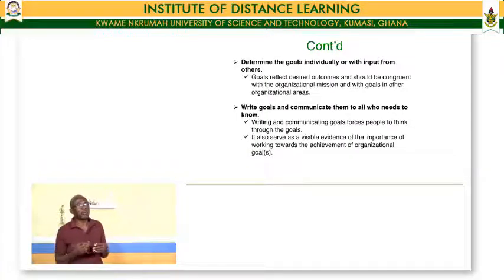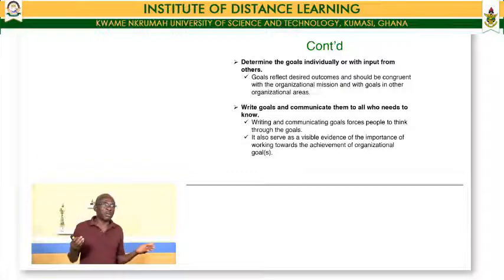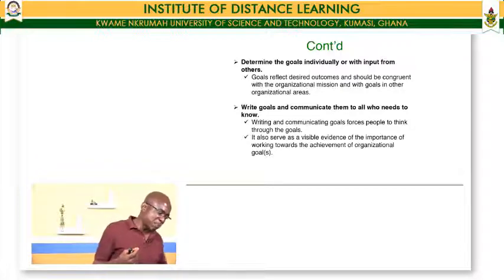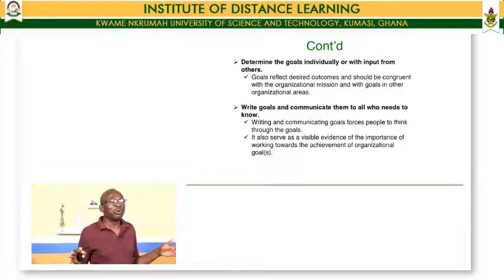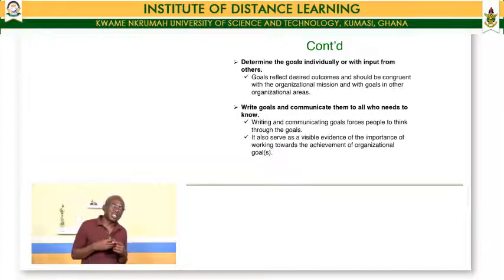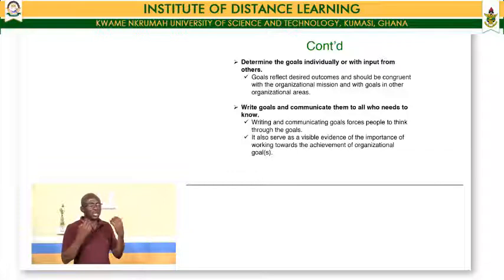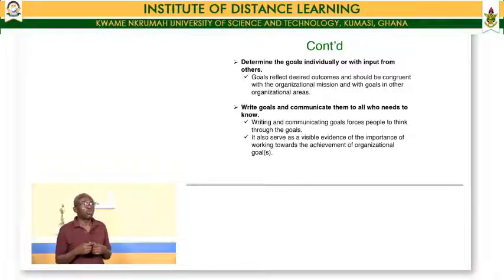Then, determine the goals individually or with input from others. In most cases, we say participative decision making. Managers will sit with individuals and determine the goals that affect them, and once they are part of the decision making process, we own the goal, and then we want to work towards it.